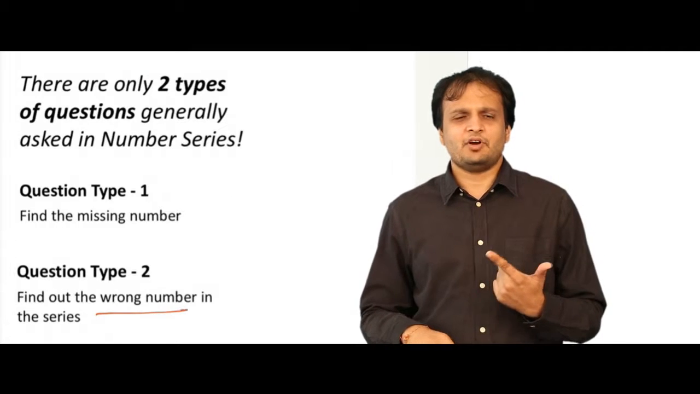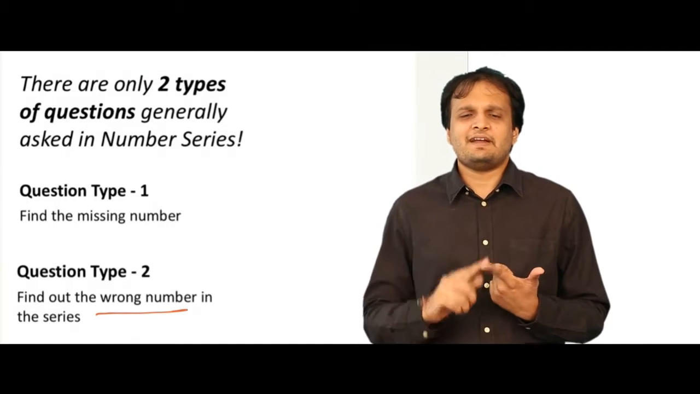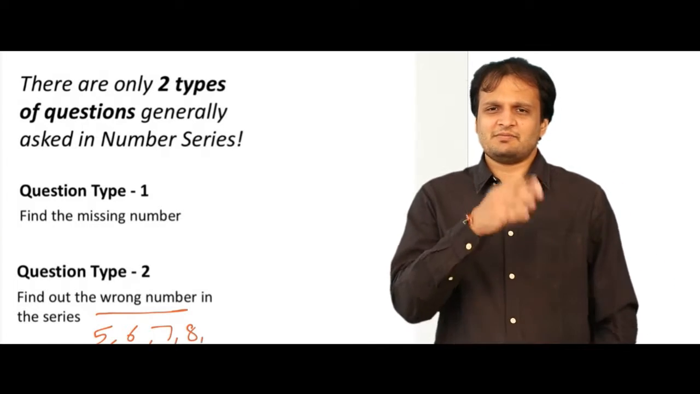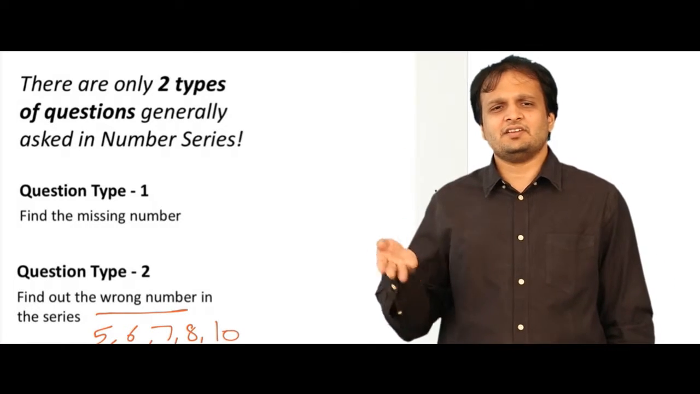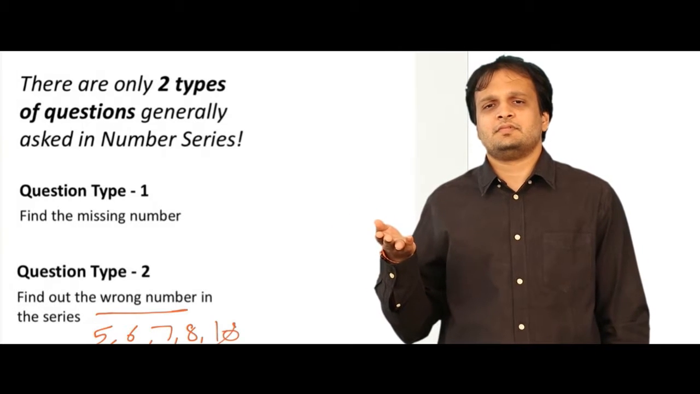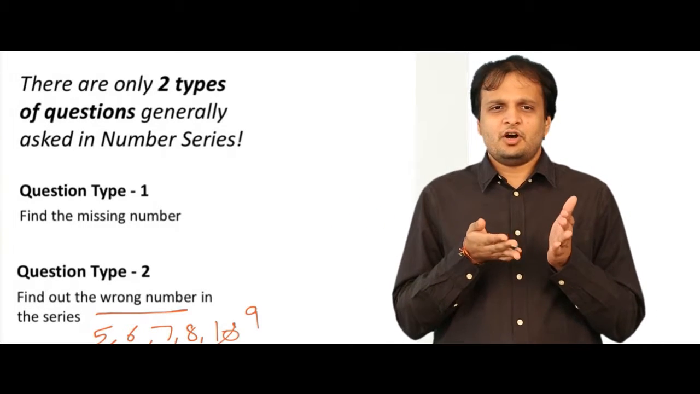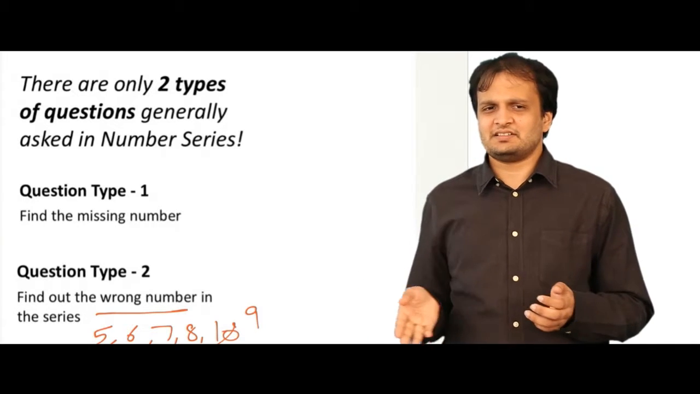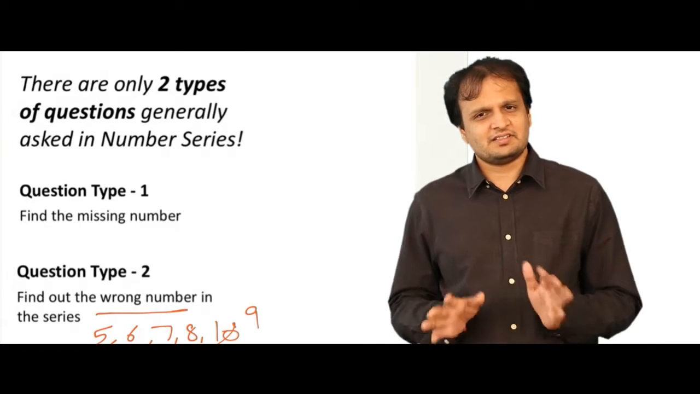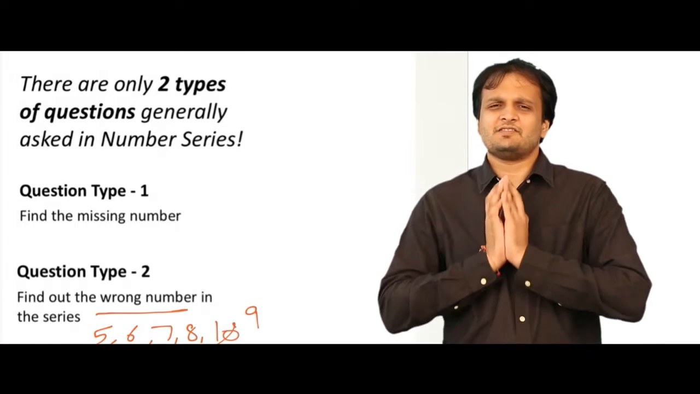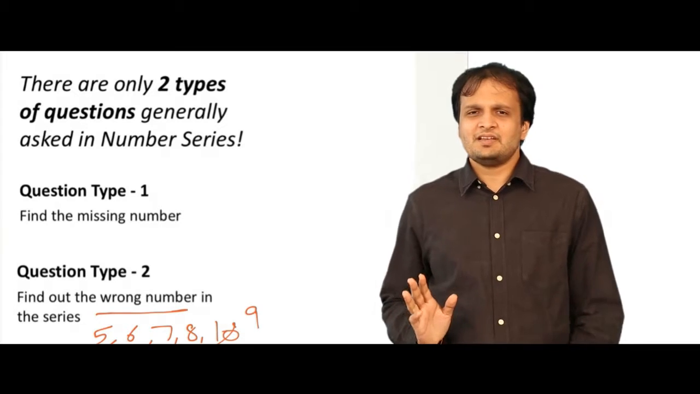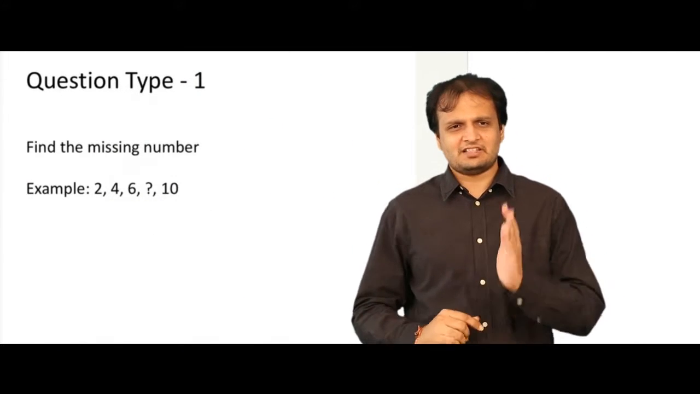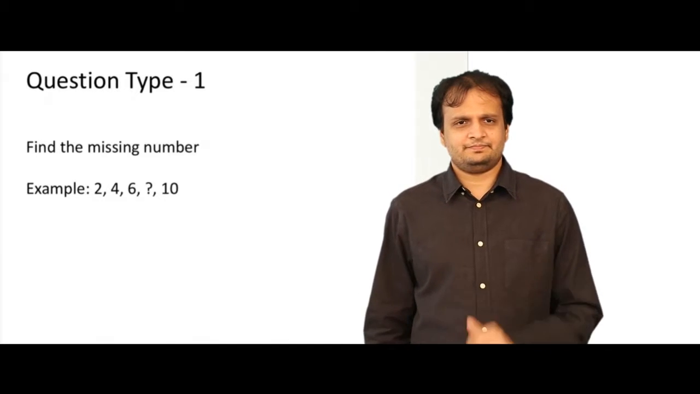The second question type, on the other hand, is about finding the wrong number in the series. A very basic example for this would be, similarly, 5, 6, 7, 8, 10. Now if you look at this, obviously you know it should be 5, 6, 7, 8, 9. So 10 is the wrong number in this series. You need to figure out what is the wrong number in the series. As simple as that. So let us begin with a few very basic examples of both types, and then we will evolve into different categories of series and stuff. But let's begin with the first question.